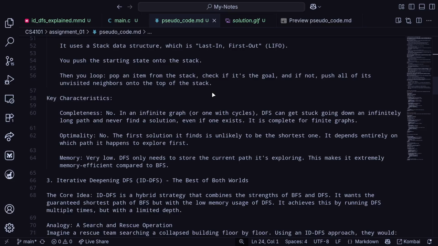Optimality: no, the first solution it finds is unlikely to be the shortest one, meaning it won't find the shortest solution first. The good point is that it's very low in memory. DFS only needs to store the current path it is exploring, and this makes it extremely memory efficient when you compare it to BFS.